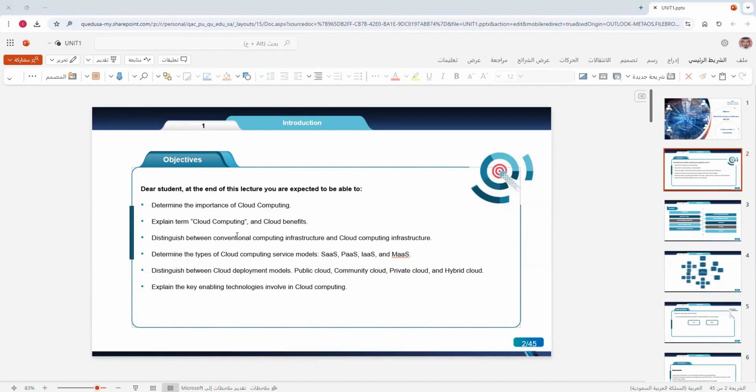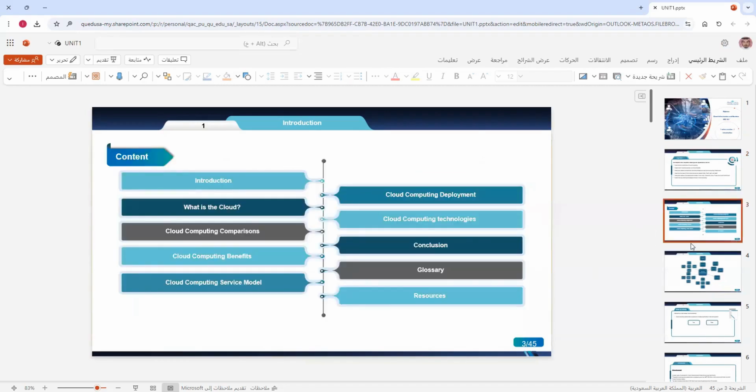Then after that, we will discuss the deployment model, which includes various types of cloud hosting, whether public or general, community or shared, private, or hybrid. After that, I will explain the enabling technologies involved in cloud computing, which involves discussing the technologies related to cloud computing services. This is the content of this unit.